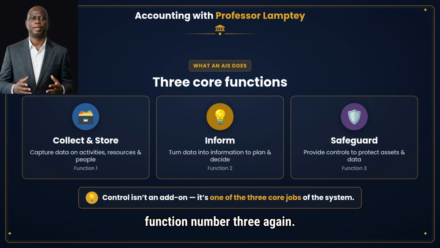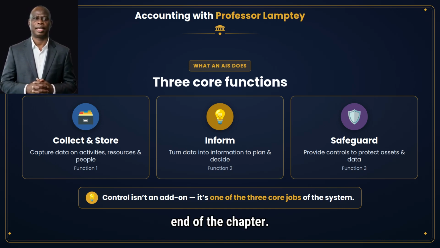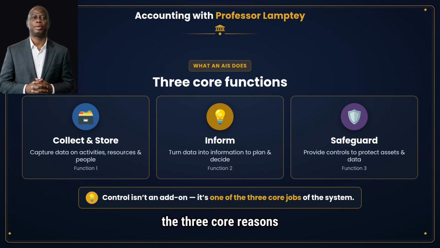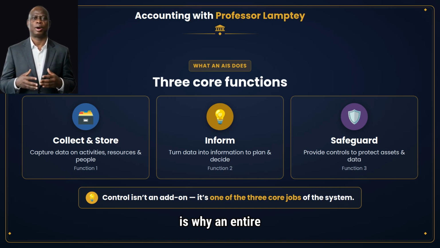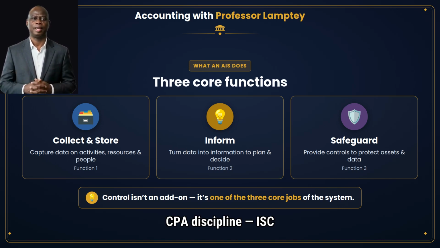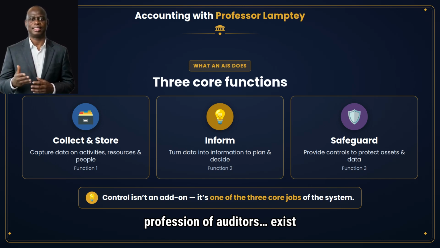Look at function number 3 again. Control is not an add-on. It is not the boring part at the end of the chapter. It is one of the 3 core reasons the system exists. That single idea is why an entire CPA discipline, ISC, and an entire profession of auditors exist at all.